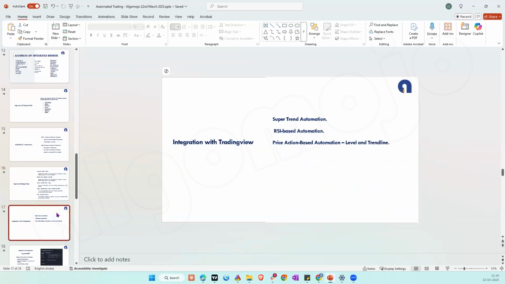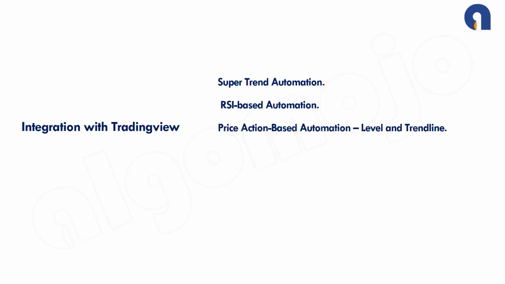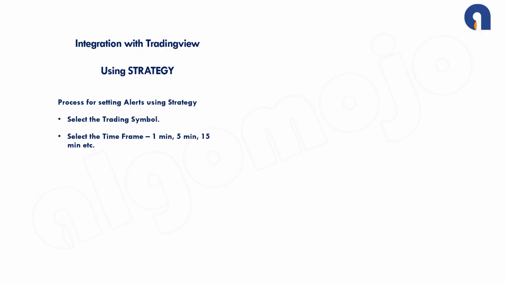Yes. Okay. Now, this is what we saw, how to trade using a super trend or an RSI based or a price level based or a trend line based kind of configurations. The process to be used when you're creating an alert for a strategy is that first you select the trading symbol, then select the time frame, then load your strategy, and then click on the more button.